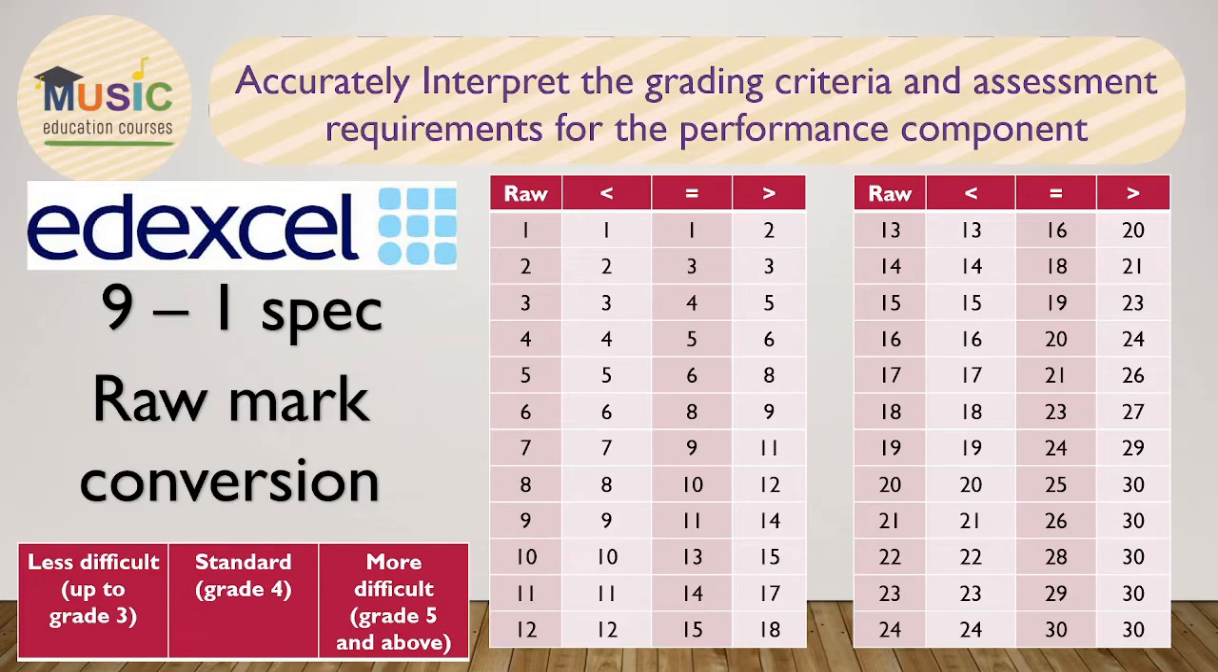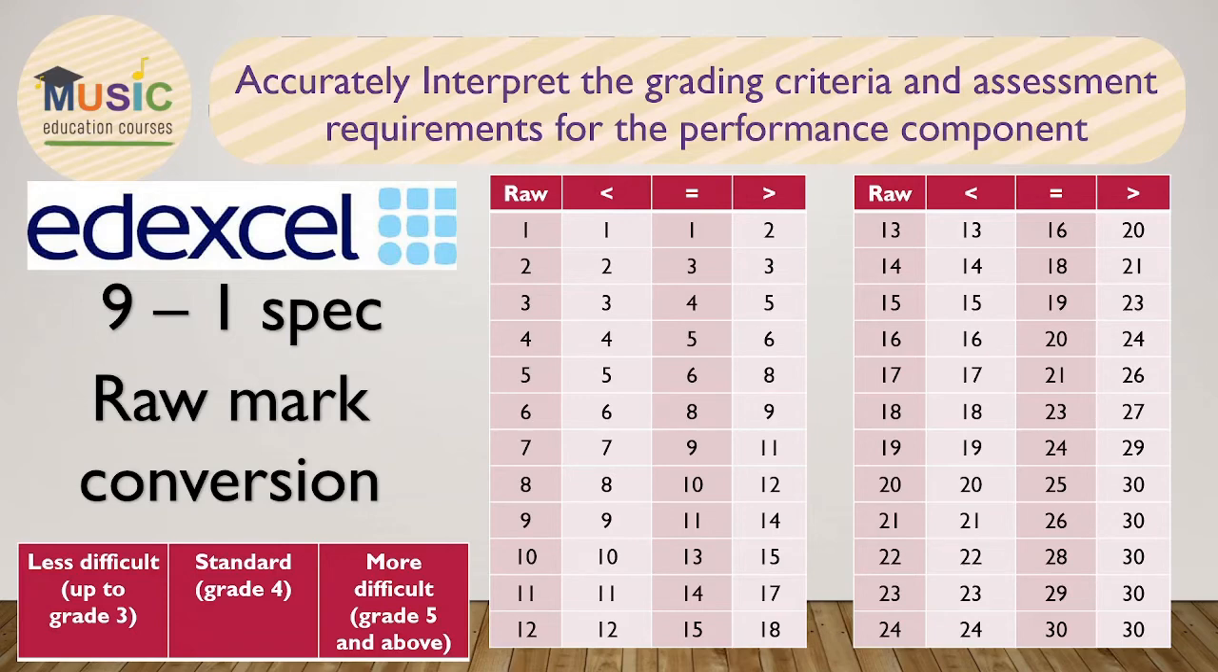Now we're going to look at the raw mark conversion, because for each performance you get marked out of 8. Each assessment grid gives you a raw mark of up to 24. If the difficulty is up to grade 3, then it's whatever the raw mark is.